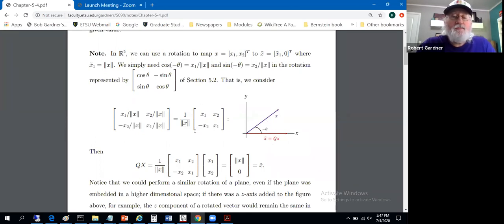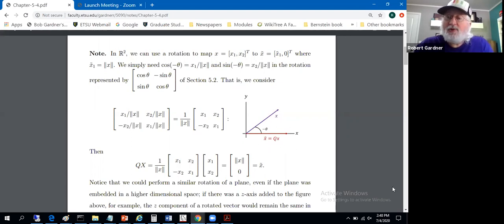Call this matrix Q. Then we get Q times x, apply it to vector x with components x1 and x2, do your row times column thing. Here we'll get an x1 squared plus x2 squared. That's the norm squared of x, but we got a norm of x that we put out front, so that'll just produce the norm of x here. Here we'll get a negative x2 times x1. Here we'll get a positive x2 times x1. We get a 0 for the second component. So indeed, this does geometrically perform this rotation.